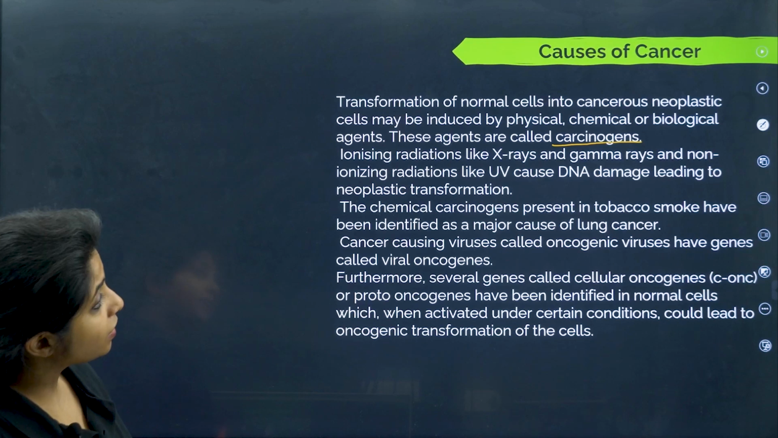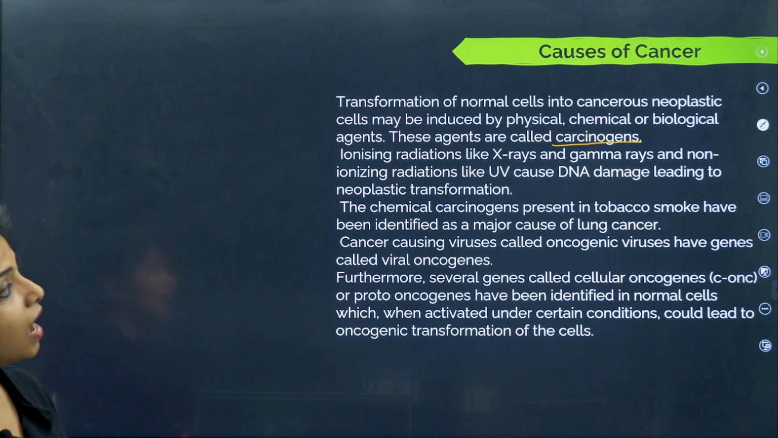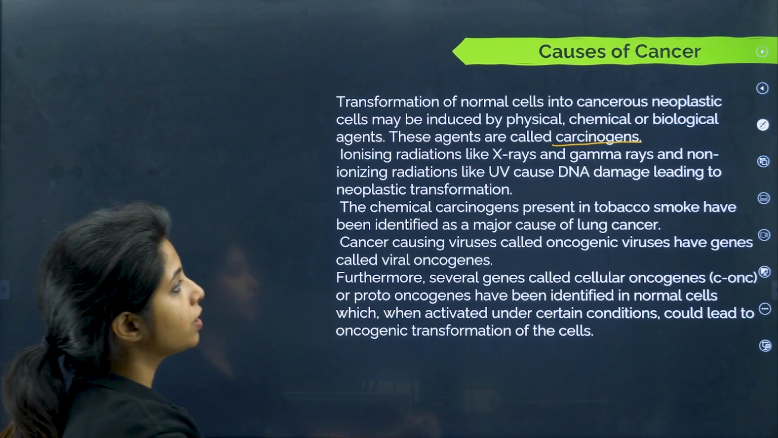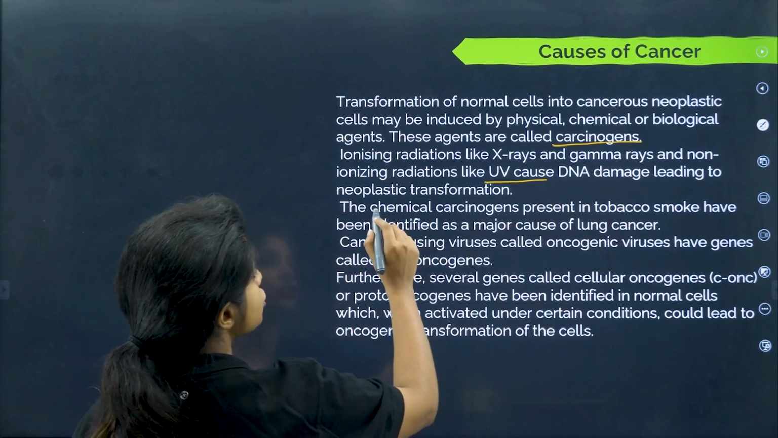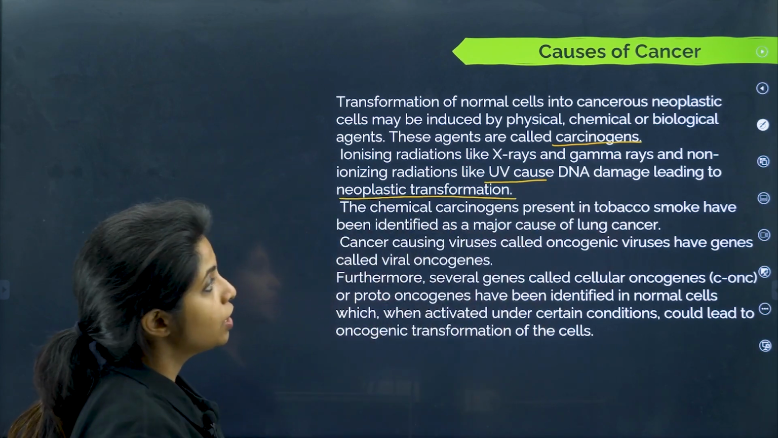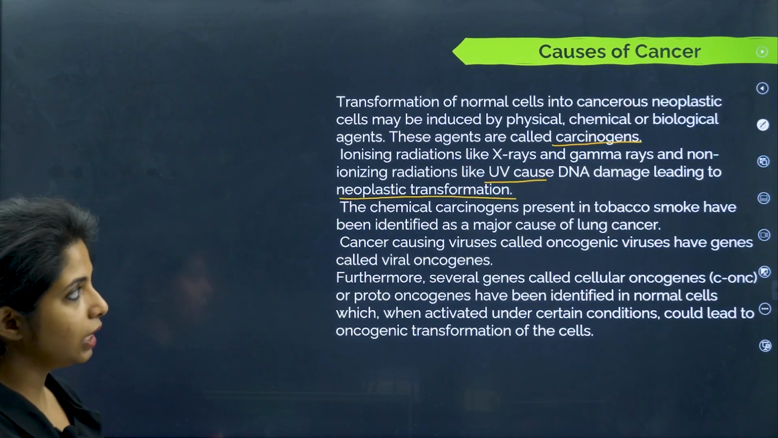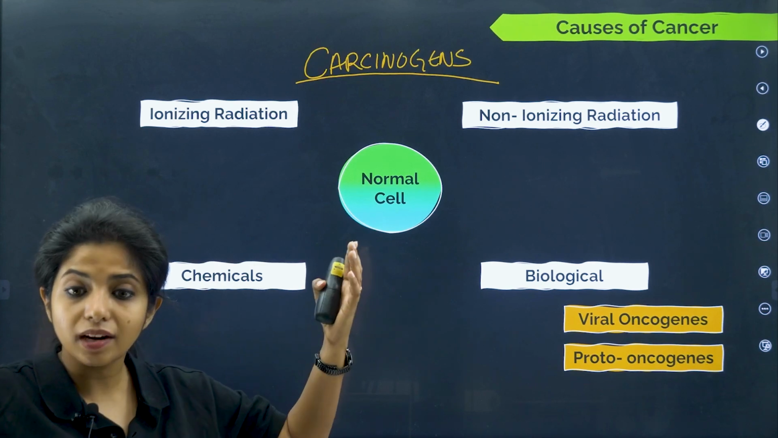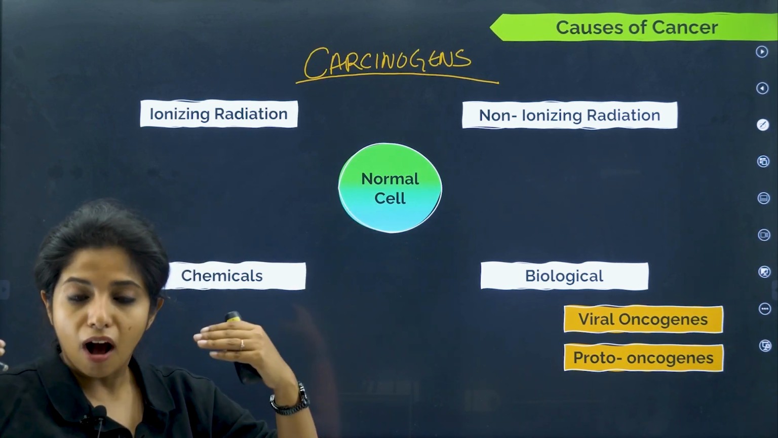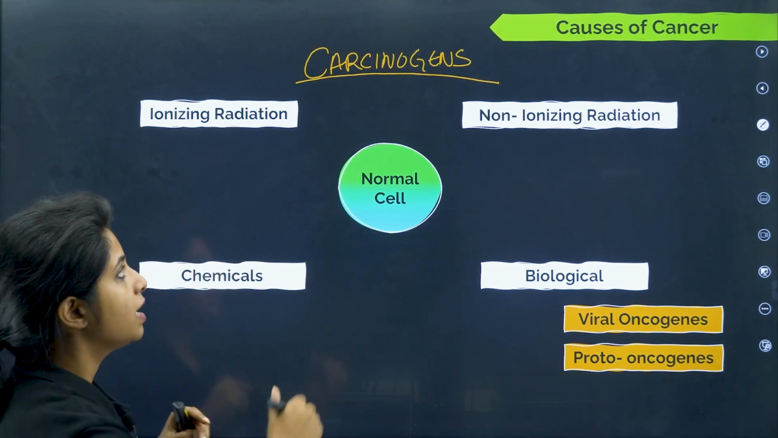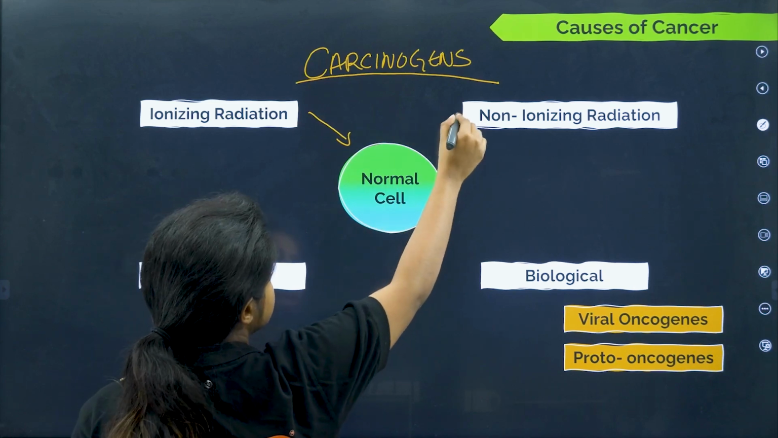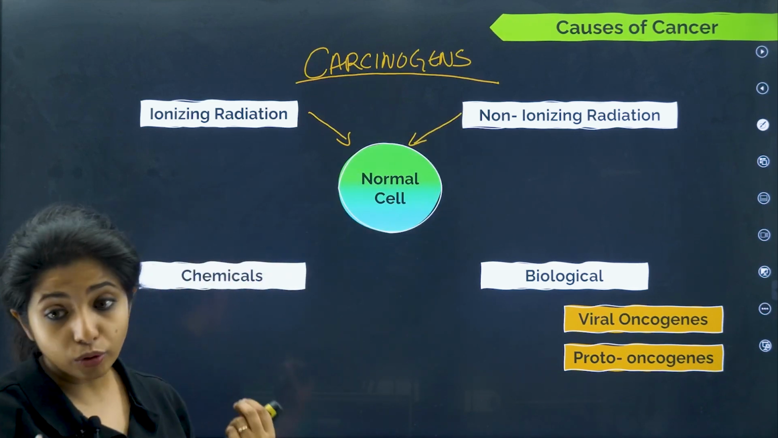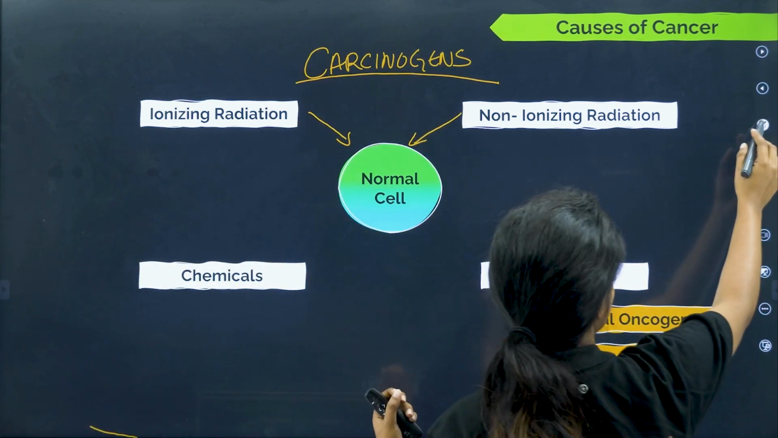Going ahead, ionizing radiations like X-ray and gamma rays and non-ionizing radiation like UV cause DNA damage leading to neoplastic transformation. So these are the physical factors, something that happens physically. So there are rays that are going to attack our normal cells and damage them. Okay, and how can you remember the name of ionizing radiation and all of them?